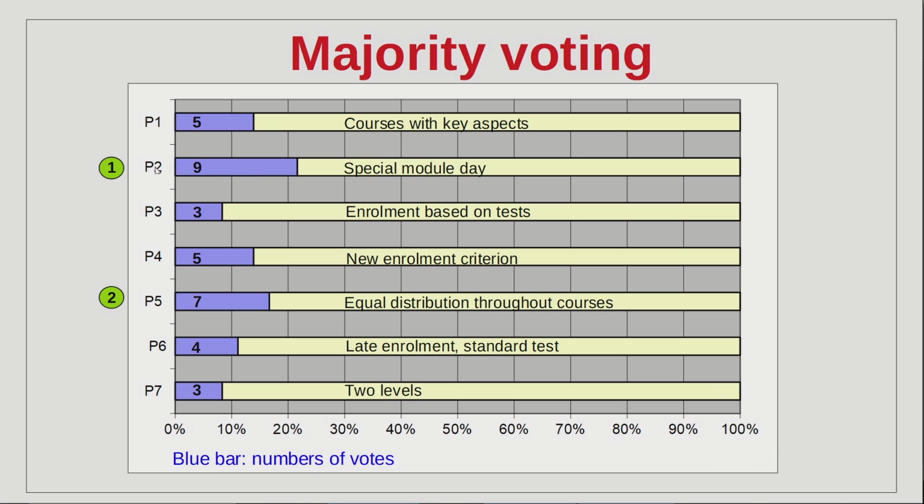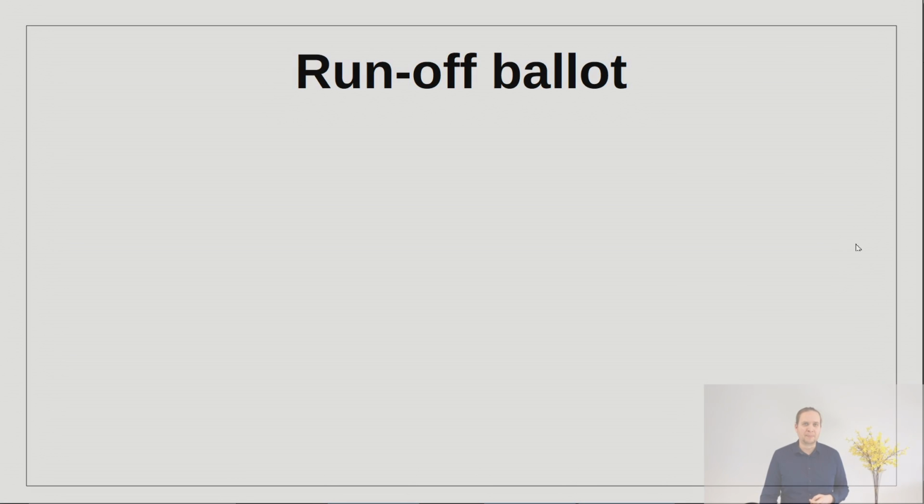So what's the result? Proposal number 9 received 9 votes and is the winner in this voting. And proposal number 5 received 7 votes and it's in second place. So what were they thinking? They were wondering, this is not a very, very clear solution. What are we going to do now? We're going to do what is very common with the majority voting system. We're going to the next round, the run-off ballot.